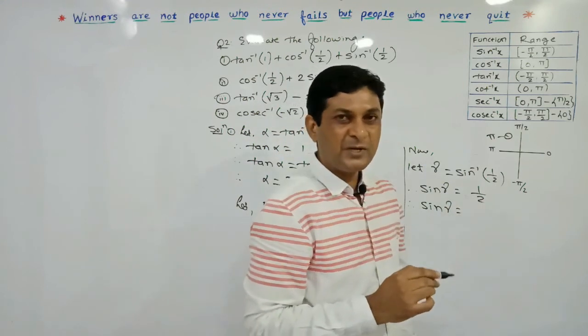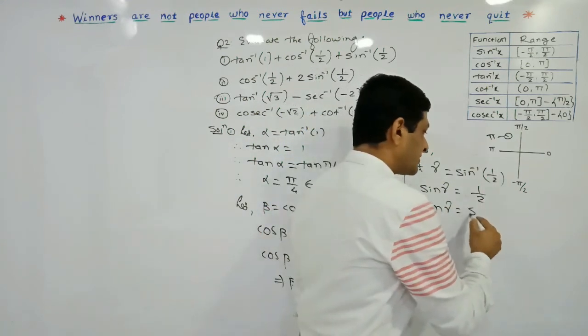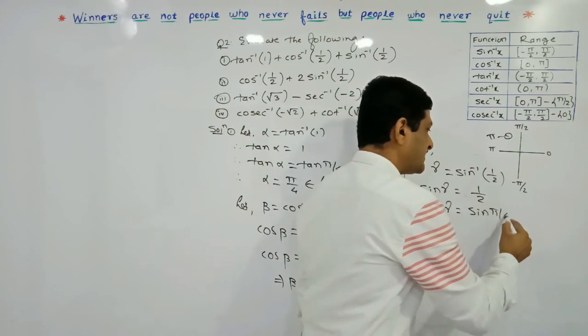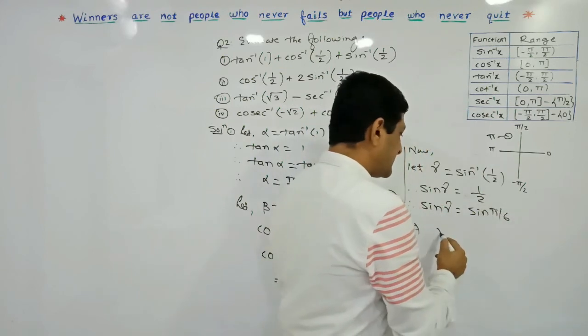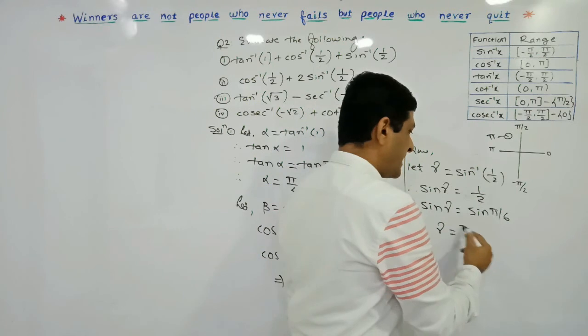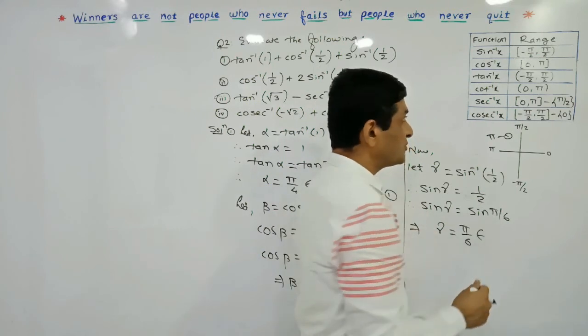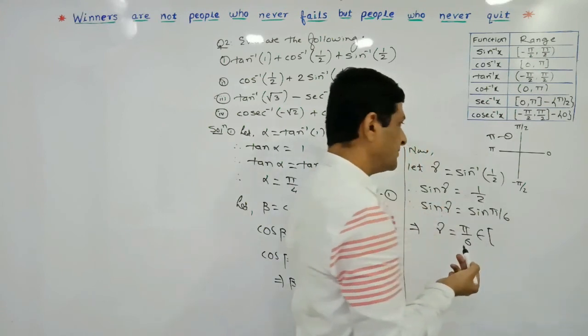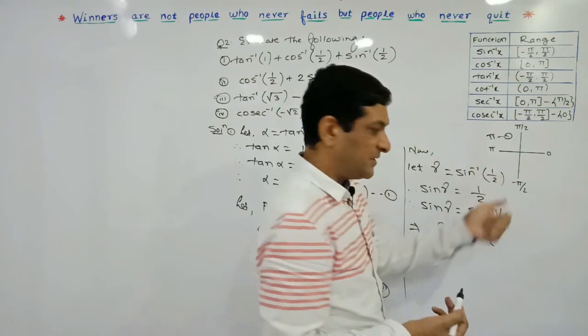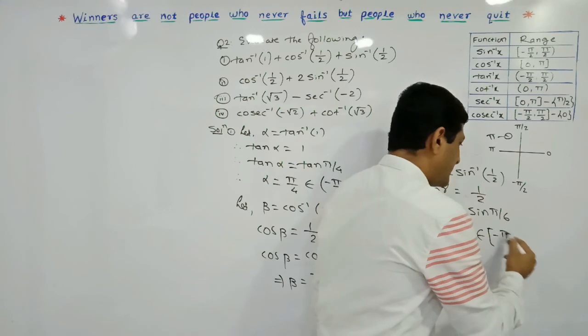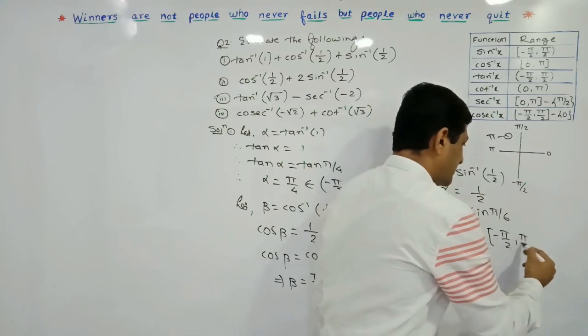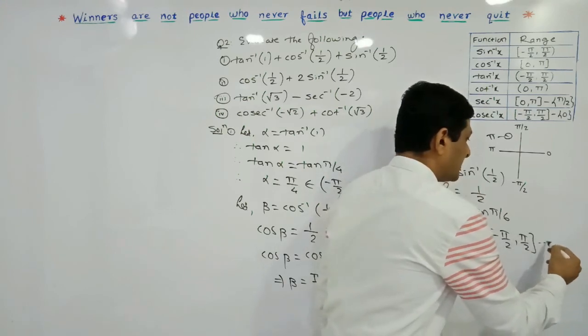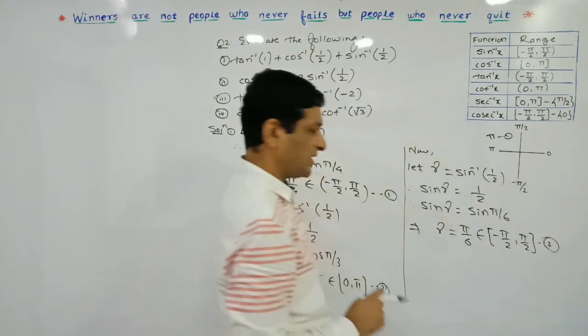1 by 2 is nothing but the value of sin 30. 30 can be written as pi by 6. Comparing both sides, we can say that gamma is equal to pi by 6, and pi by 6 belongs to minus pi by 2 to plus pi by 2, which means it belongs to the range of sin inverse. In this way we have got our third required value, denoted by equation number 3.